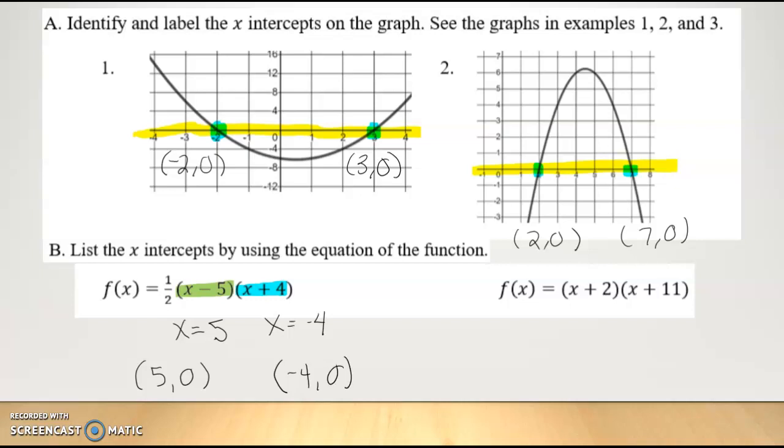And we can do the same idea here. The opposite of an x plus 2 would be -2 for an x-intercept of -2, 0. And the opposite of an x plus 11 would be a -11, which would give me my second x-intercept of -11, 0.